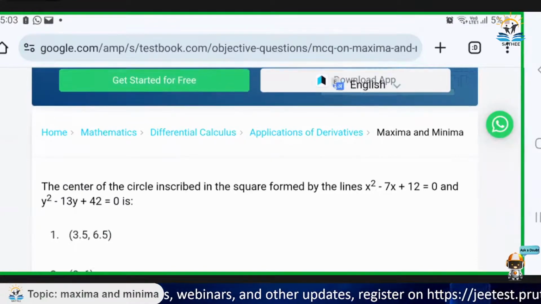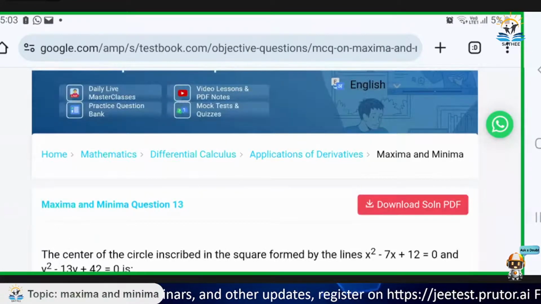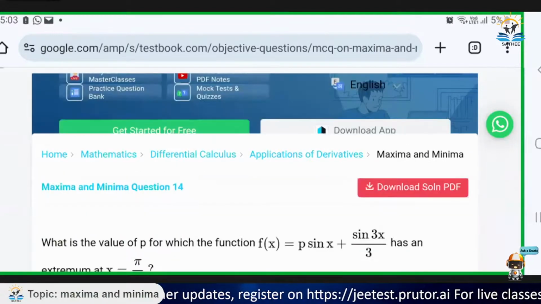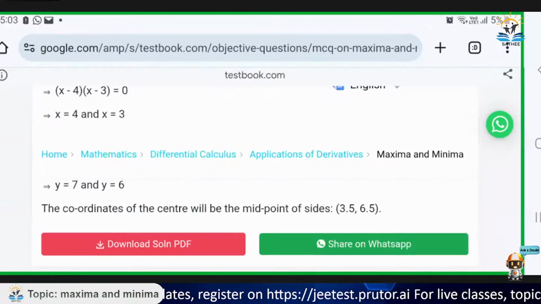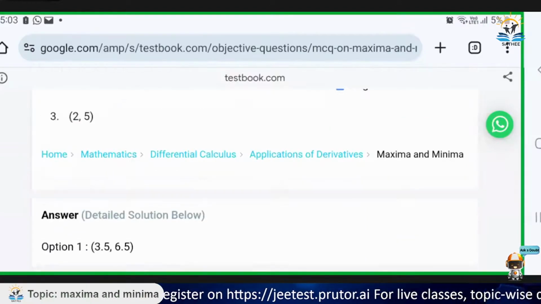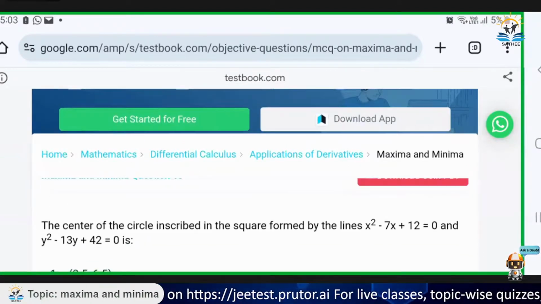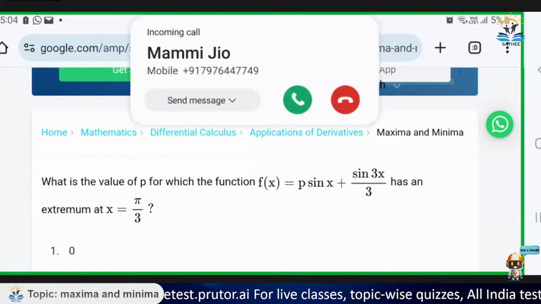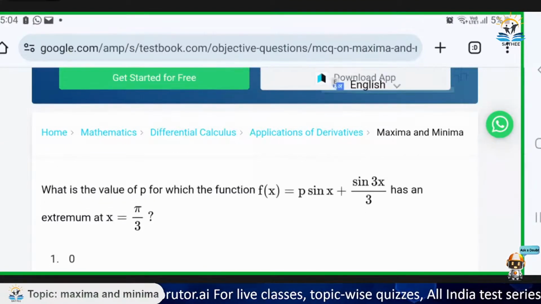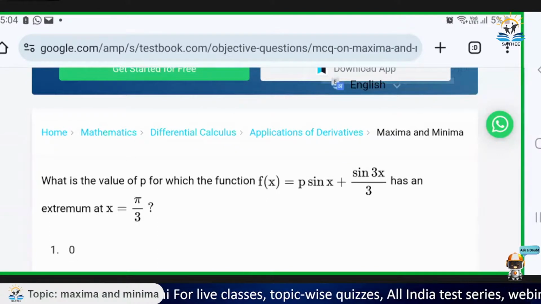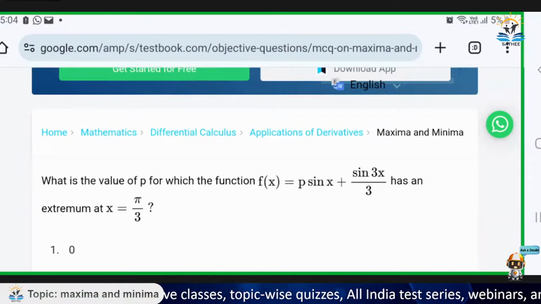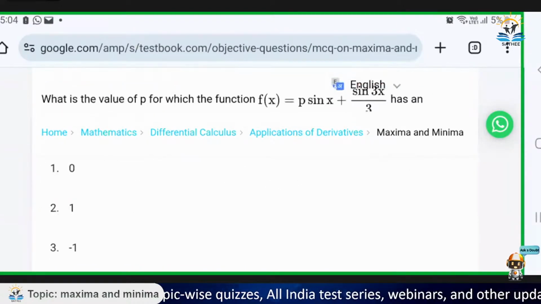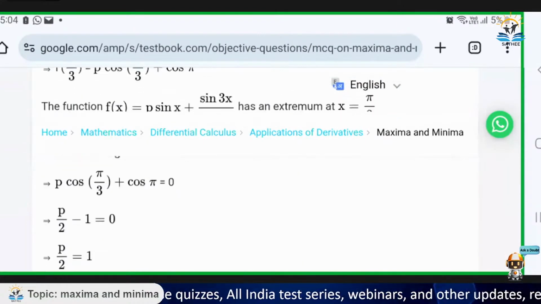What is the value of p for which the function f of x has an extreme at x is equal to pi by 3? So this can be done by the first order derivative test, where we differentiate this function and put its value 0, by the equation f dash pi by 3 is 0. From there we can find the value of p. So this is again a basic question.